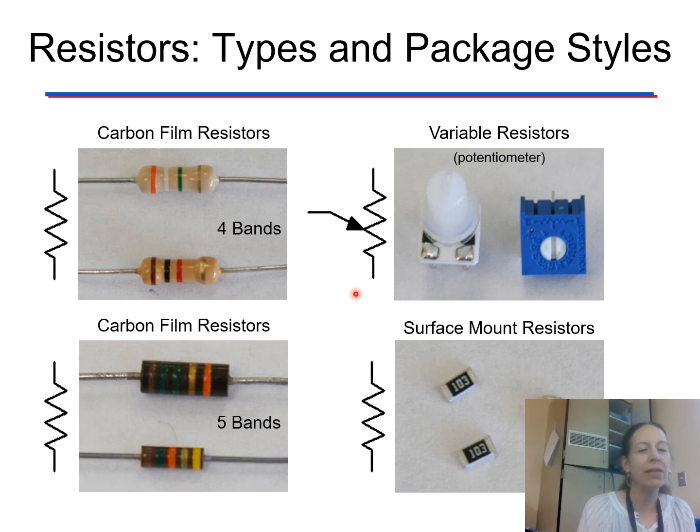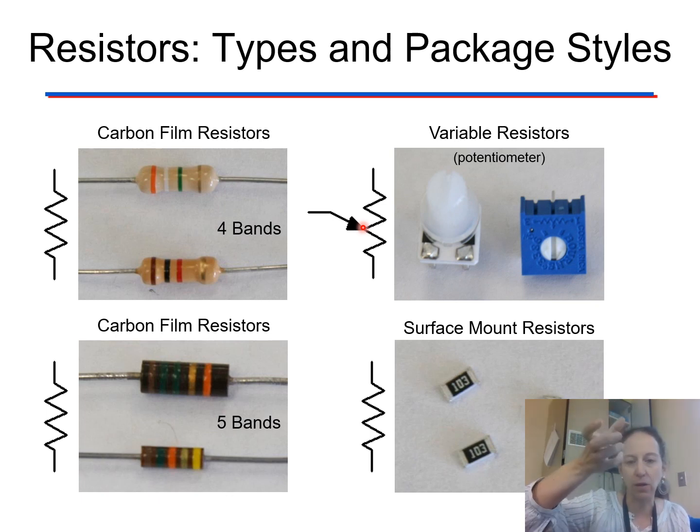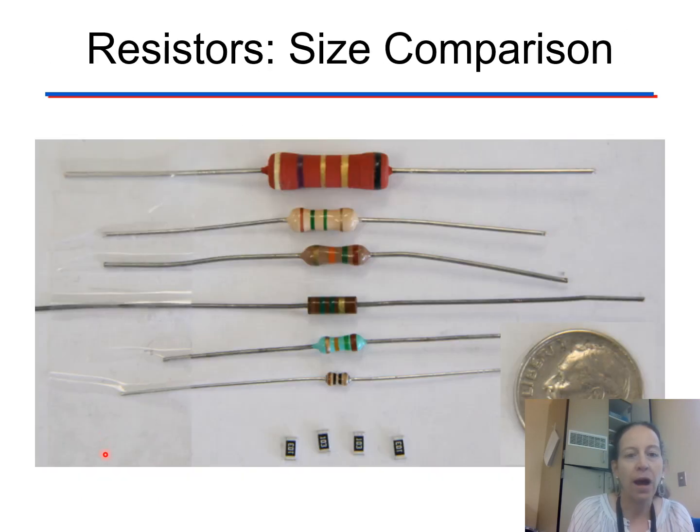So anyway, this would be something like a dimmer on a light. For years, my parents' dining room light was a little knob you could turn and you could make it bright or dim. And then surface mount, that would involve the little prongs so that you can actually put it into a breadboard or printed circuit board. This is your size comparison, so you can see what the different size resistors can look like.